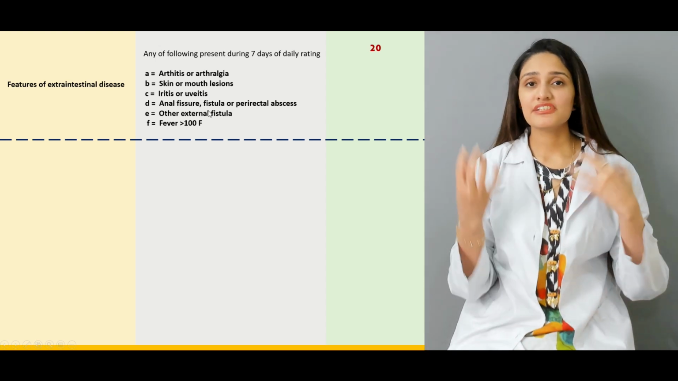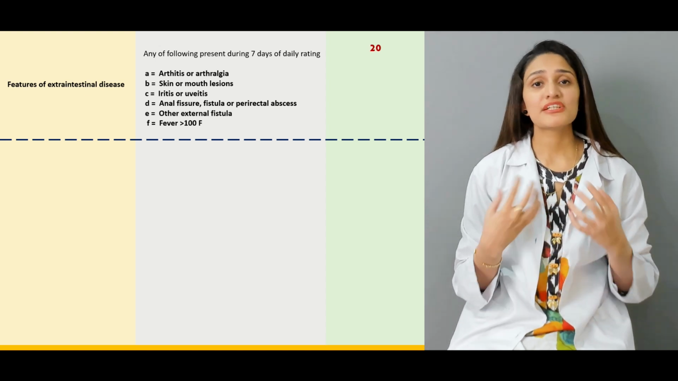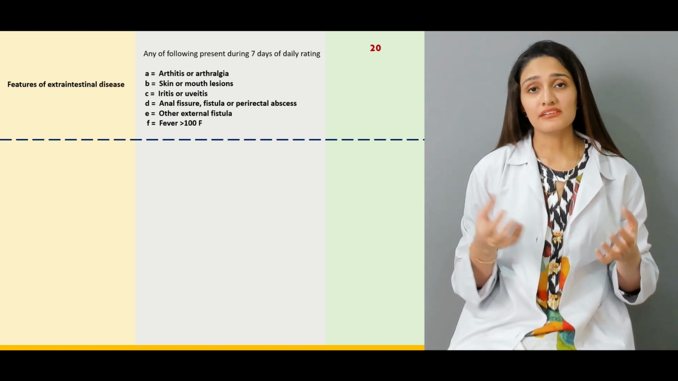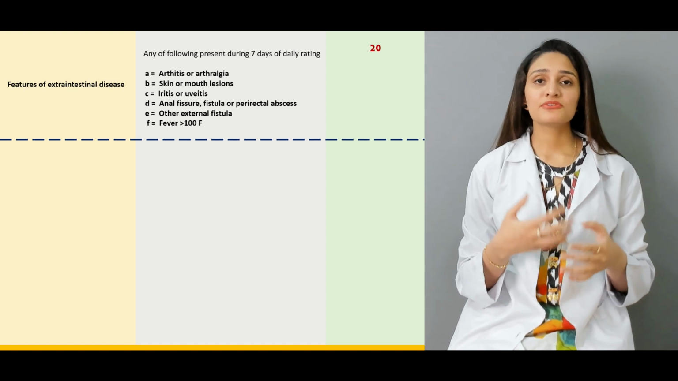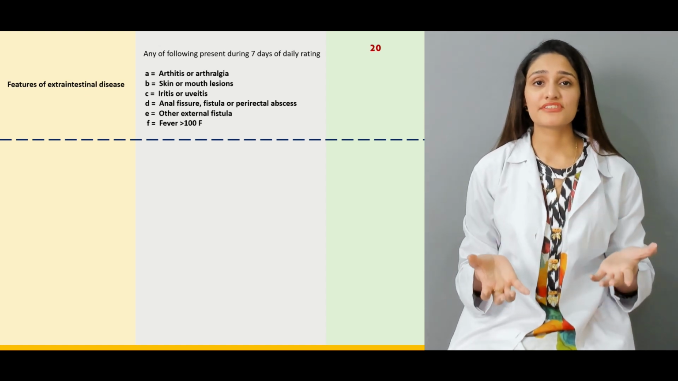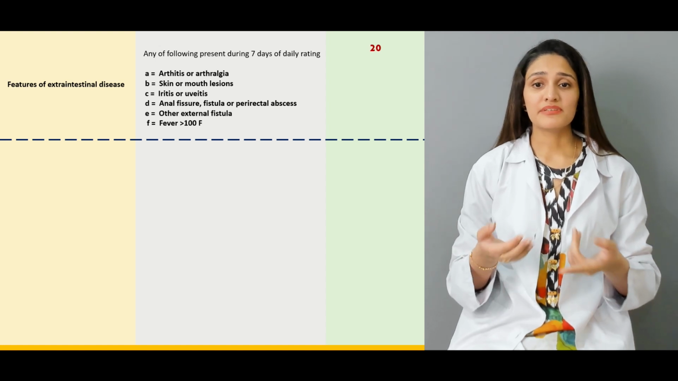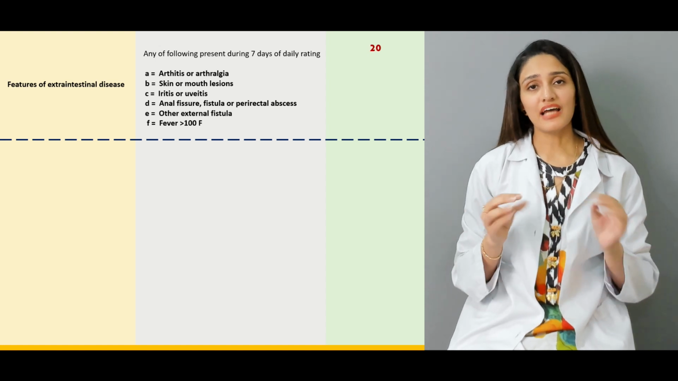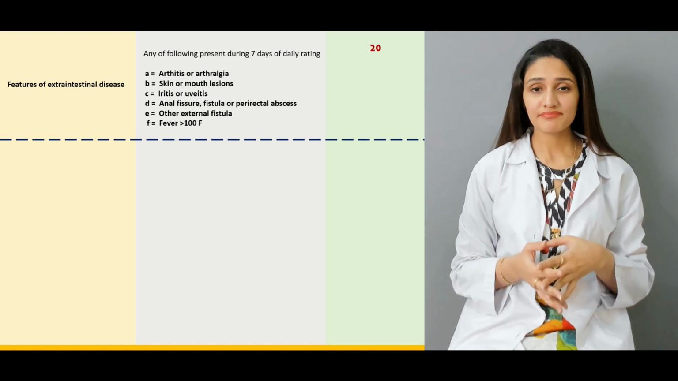Similarly, any changes in the eyes, any inflammation of the iris or inflammation of the uveal tract, will also be multiplied by 20. And fourthly, like I've told you, there are a lot of perianal complications that can erupt with Crohn's disease. That could be any anal fissure, any anal fistula, any perirectal abscesses. If the patient presents with these, multiply it by 20.